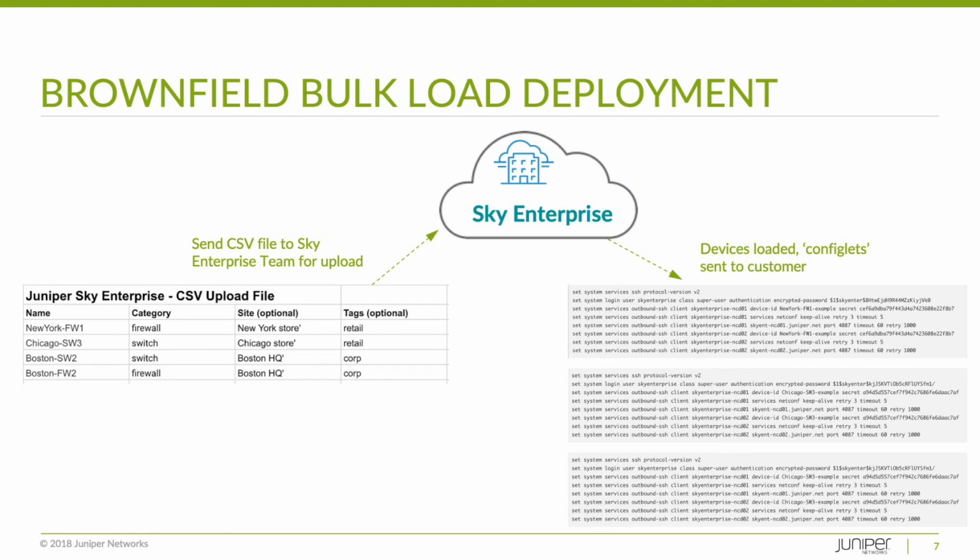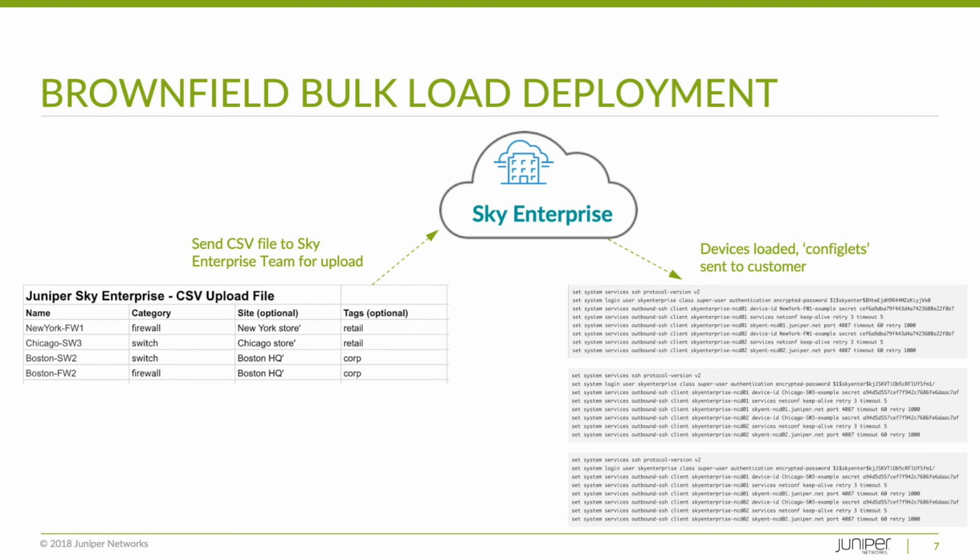So we've just seen in the demo how you can manually add a device into Sky Enterprise and get a configlet that you paste on the device for it to call home. This is really useful for adding brownfield devices, but what if you had hundreds of devices to add to Sky Enterprise? Well, here we offer a bulk upload. And what that entails is for you to provide us with a CSV file that contains the name and the category of the device, so whether it's a firewall or a switch. In addition, optionally you can add a site name and or tags to the CSV.